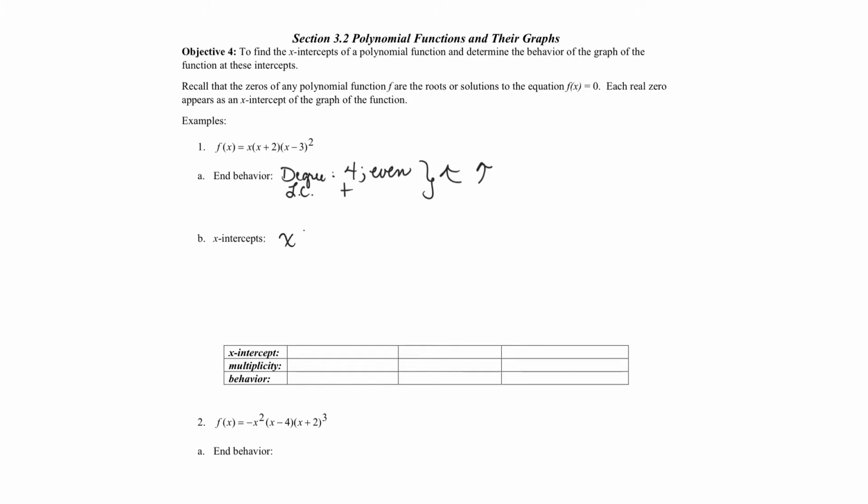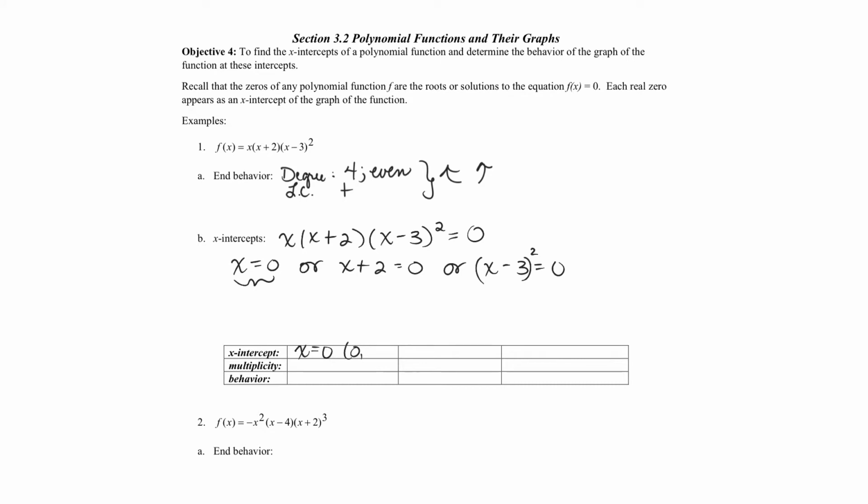Now my x-intercepts, I find by setting my polynomial function equal to 0 and then using my zero factor property. So I know that either x equals 0 or x plus 2 equals 0 or (x minus 3) squared equals 0. Here, this one's done, right? My x-intercept is x equals 0. The ordered pair is (0, 0). The multiplicity on this one is 1. It only appears once. 1 is an odd number, and so it is going to cross at that x-intercept.